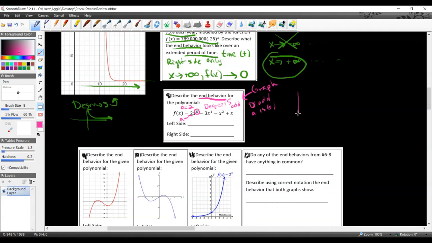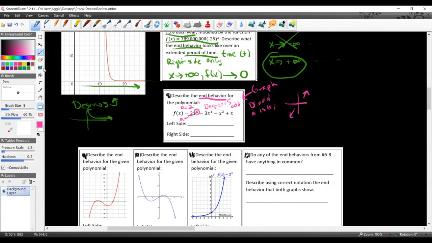According to our little chart, this graph should look something like that, where the ends just kind of go opposite of each other. Okay, that's it. All I had to do is look at my leading term, and that should give me the end behavior. Remember, the end behavior of the leading term is the same as the end behavior of the polynomial. Again, that's also in your notes.